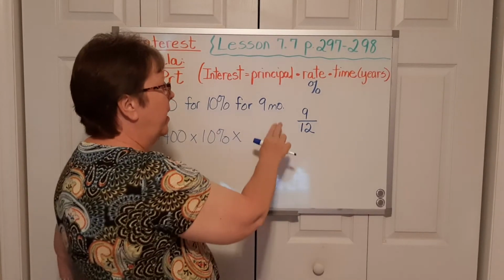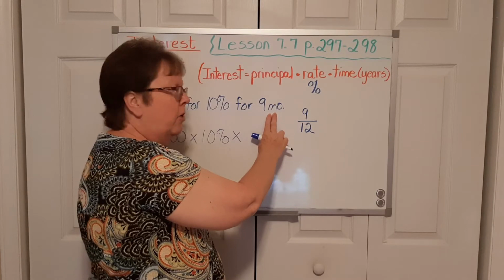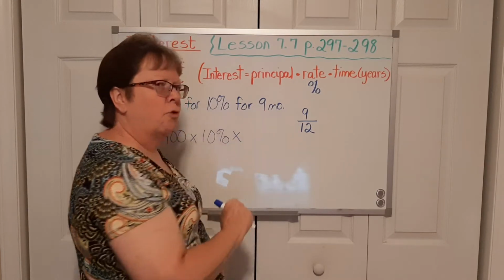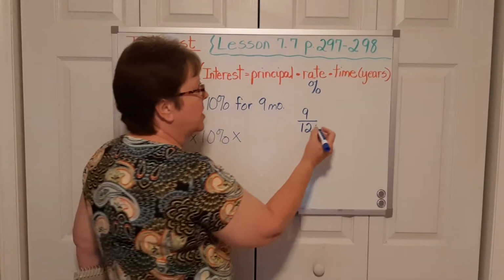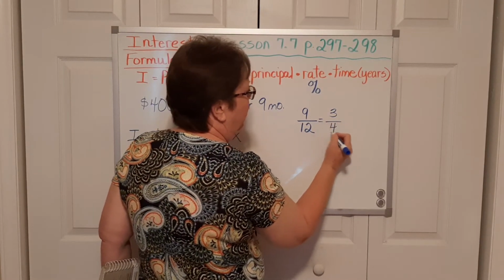Let me say it again. If it's only for a certain amount of months, less than 12 months, you've got to take that number of months and put it over 12. And then if you can reduce it, let's reduce it. So if you reduce that, let's see, that'll be 3/4.